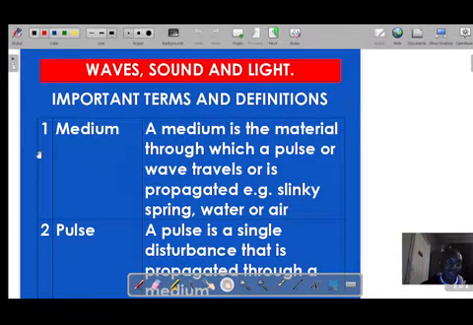Yes, let us proceed. Now we're looking at waves, sound and light. For the sake of our test tomorrow, we're looking at only transverse waves and transverse pulses. So I'm starting with the important terms and definitions. Number one is the medium. A medium is the material through which a pulse or wave travels or is propagated, for example, a slinky spring, water or air.